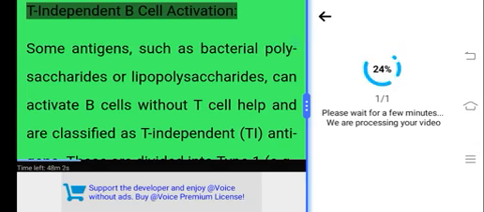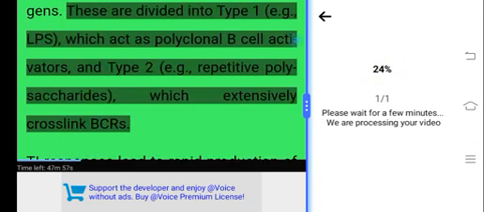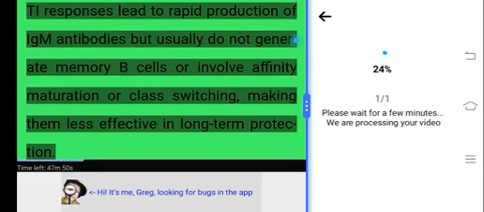T-independent B cell activation. Some antigens, such as bacterial polysaccharides or lipopolysaccharides, can activate B cells without T cell help and are classified as T-independent (TI) antigens. These are divided into type 1, e.g., LPS, which act as polyclonal B cell activators, and type 2, e.g., repetitive polysaccharides, which extensively cross-link BCRs. TI responses lead to rapid production of IgM antibodies but usually do not generate memory B cells or involve affinity maturation or class switching, making them less effective in long-term protection.